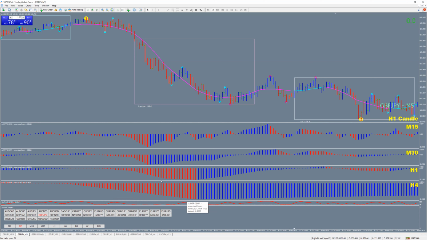Does that make sense? Now, I heard a question. Should I use the 4-hour here or should I use a multiplier? I think Costas asked that question. If you use a multiplier, this will not be smooth red. This will be red, blue, red, blue, red, blue, red, blue, red, blue.